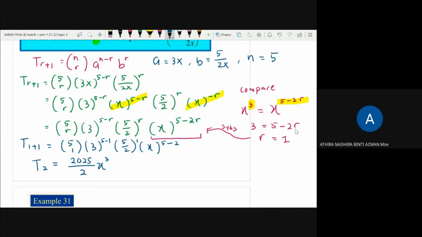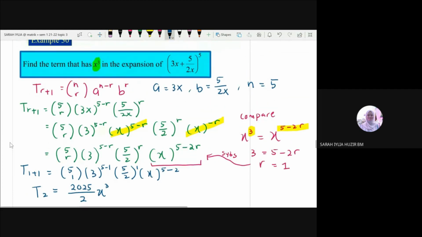Okay, Miss. Thank you. Alright. Ada soalan lain? Tak ada. Kalau tak ada, kita sambung esok. Kita sambung esok untuk second part. Macam mana nak expand kalau kuasa tu melibatkan pecahan ataupun kuasa tu kuasa yang negatif. Hari ni kita baru belajar kuasa positif je. Alright.